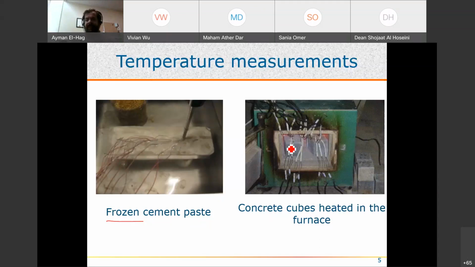Here, this is a concrete cube heated in a furnace, and you want to monitor the temperature on the surface of the cube. Again, these thermocouples are connected to the surface, and the other side is connected to your measurement system.